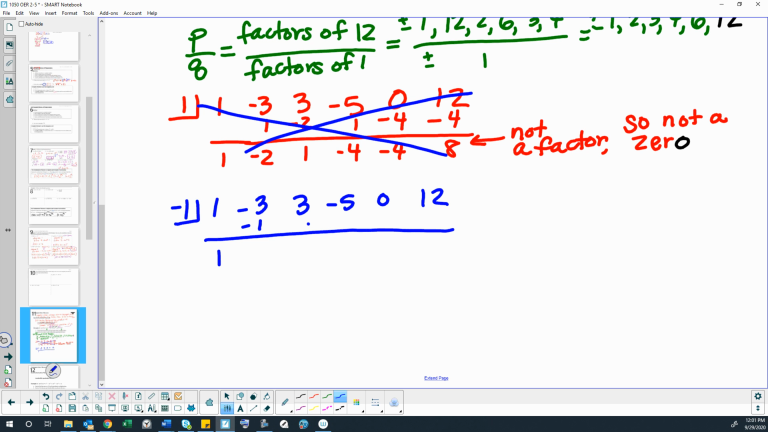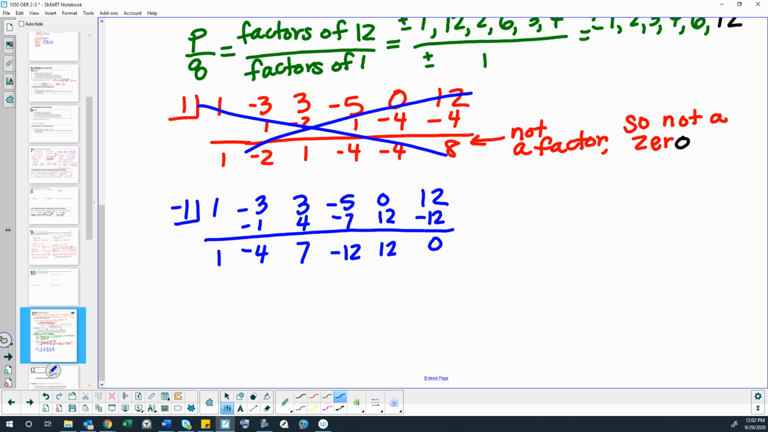1 times negative 1 is negative 1. Negative 3 plus negative 1 is negative 4. Negative 4 times negative 1 is positive 4, which makes 7. 7 times negative 1 is negative 7. Somehow I'm amazed at how this always works out. Negative 5 plus negative 7 is negative 12. Negative 12 times negative 1 is positive 12. Plus 0 is 12. Times negative 1 is negative 12. Plus 12 is 0. Whew.